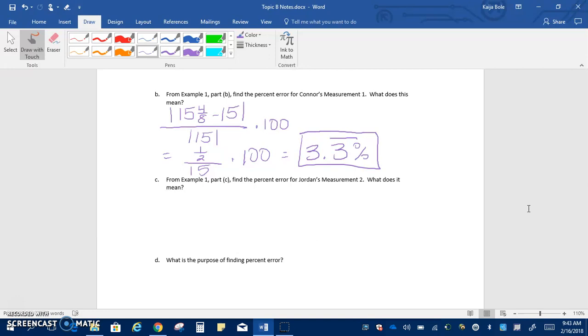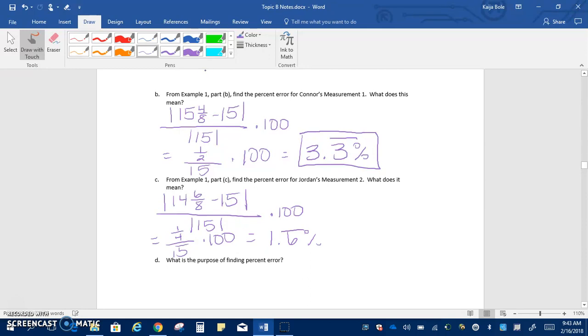C is asking us to do the same thing for Jordan's measurement. So we're going to have 14 and 6/8 minus 15 in absolute value on the top, the absolute value of 15 on the bottom, and then times 100. So you get 1/4 over 15 times 100, which will give you the same thing as the first one, 1.6 repeating percent.